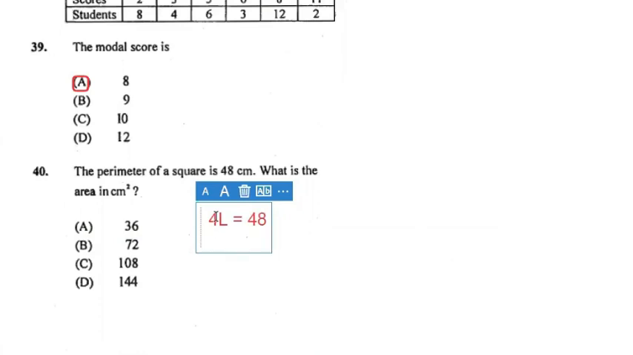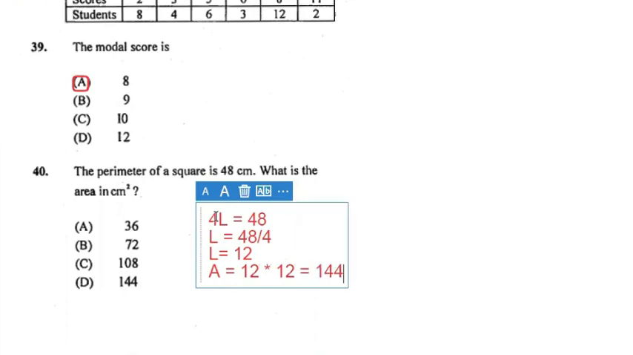So length is equal to 48 divided by 4, and that means the length is equal to 12, as 4 into 4 goes 1 time, 4 into 8 goes 2 times. So now we're looking at what the area of the square is, and the area of a square is the length squared, or length times the length. So therefore area is equal to 12 multiplied by 12, and if we know our times table, it is 144. So therefore 40 is D.